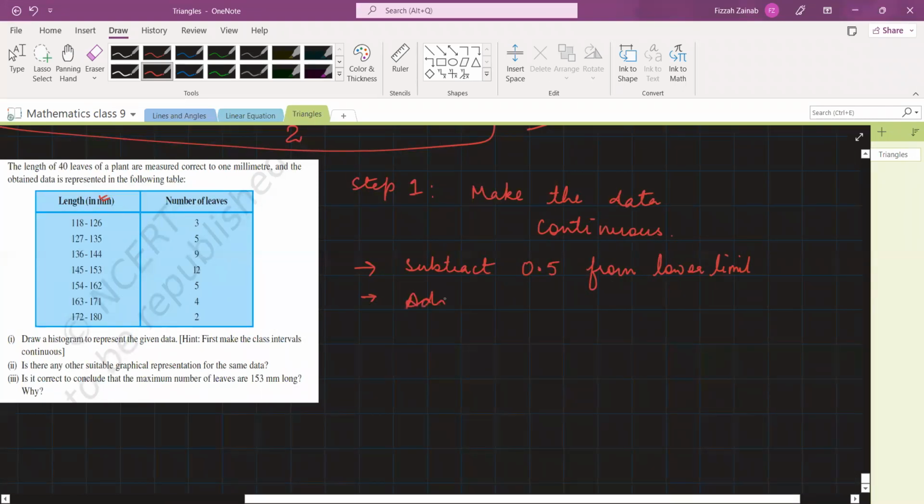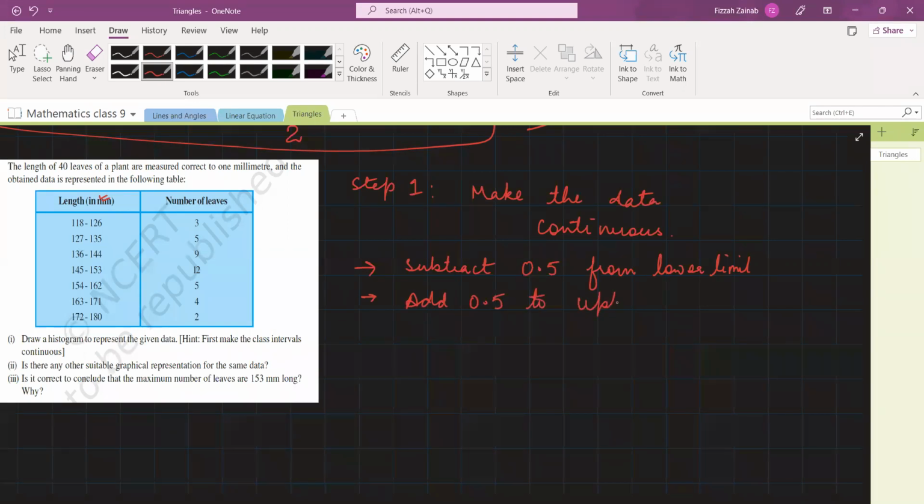And then add 0.5 to the upper limit. Is that clear? This we discussed in the introduction part, right? Okay, so how will it look now? You have to make a new column. So this is your length in millimeters and then number of leaves, which is frequency.